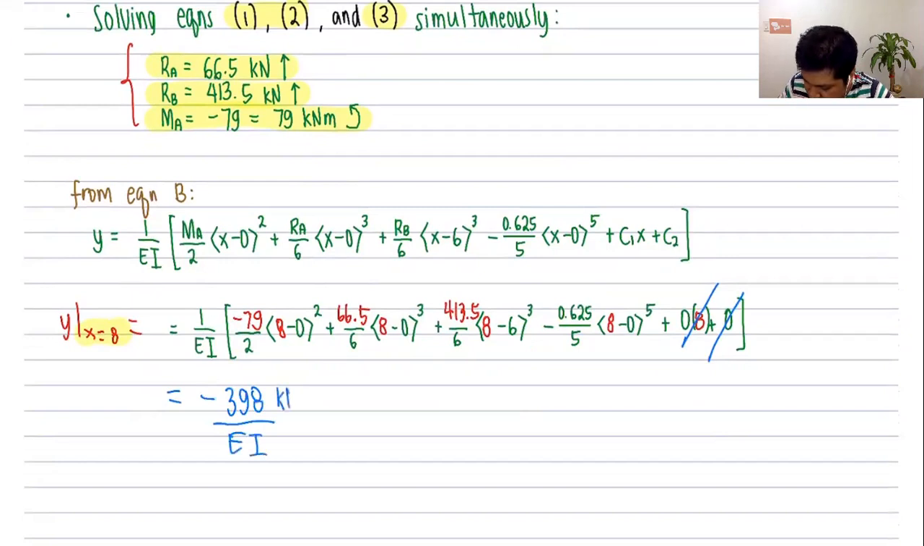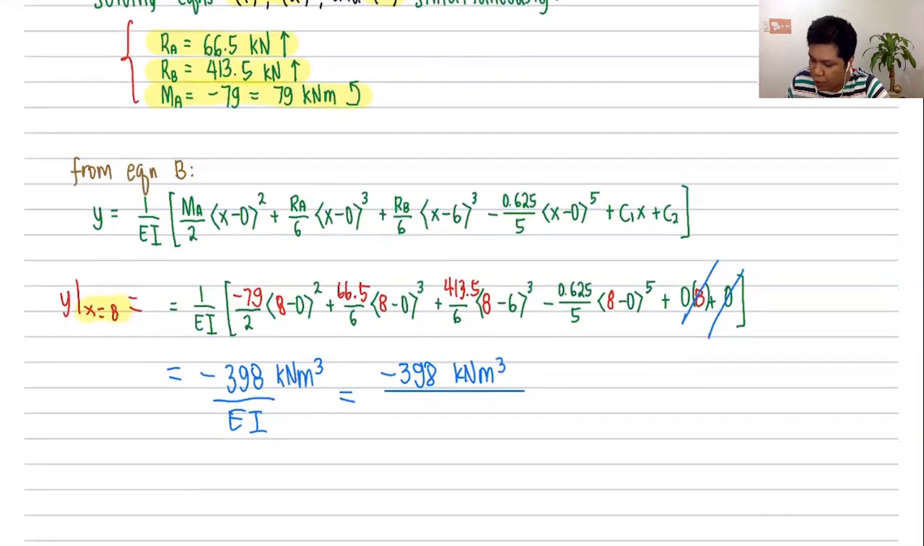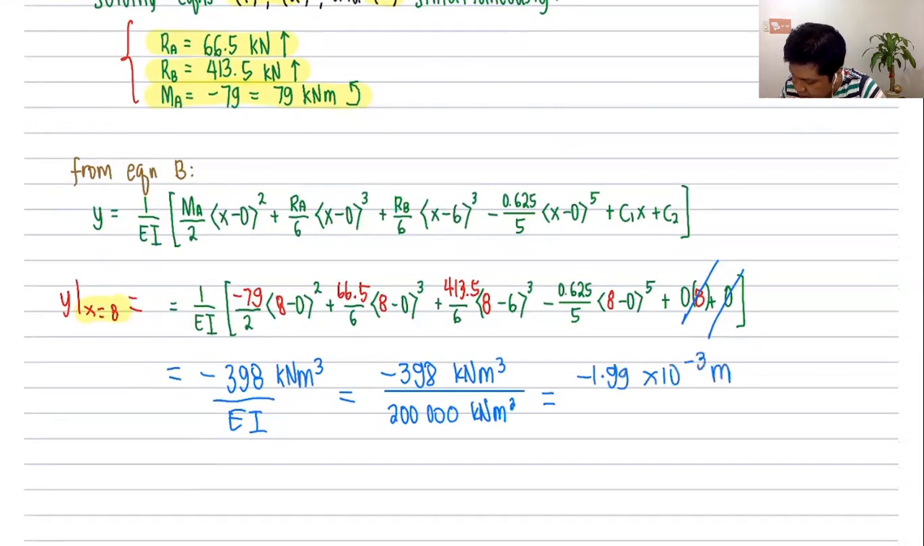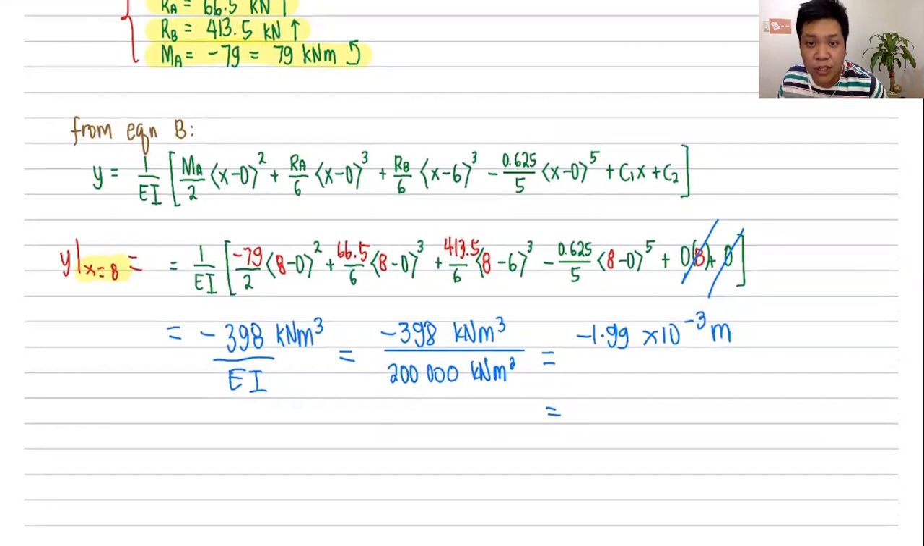And this is kilonewton meter cube, since this is deflection and I haven't converted anything. So this is now negative 398 kilonewton meter cube divided by EI from the problem. Kindly remember that EI is 200,000 kilonewton meter squared. So I get negative 1.99 times 10 to the negative 3 meters. To convert that to millimeters, I just multiply by 1,000. Therefore, it's 1.99 millimeters downward. This is now our final answer. Are there any questions? Kindly double check if my numerical computations are correct.